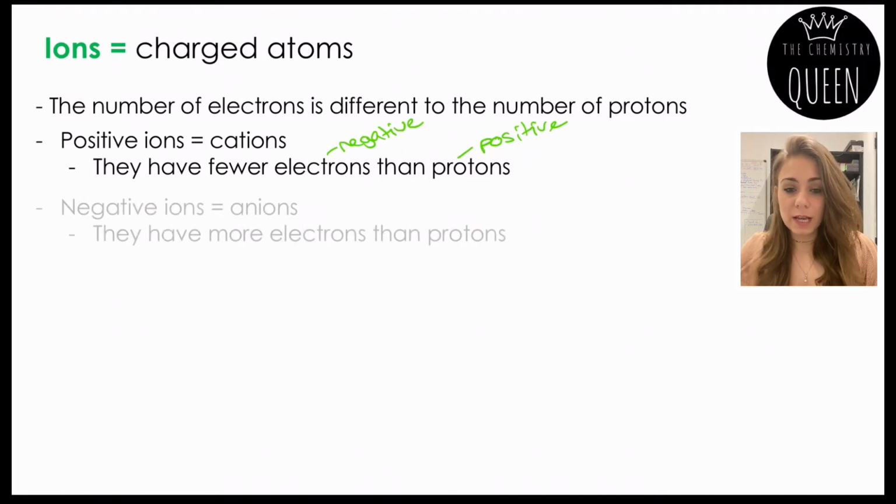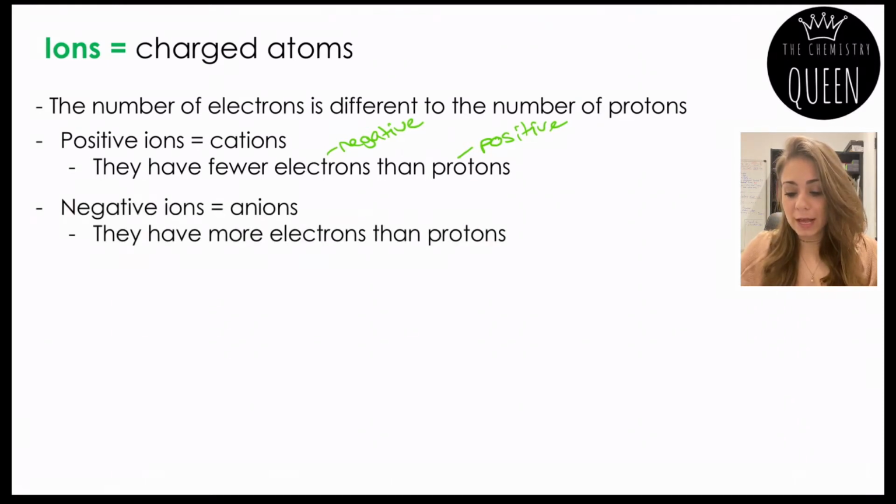It's the opposite for negative ions. So negative ions are known as anions. And in this case, they have more electrons than they do protons. So they have more negatively charged subatomic particles, meaning that overall the charge will be negative.